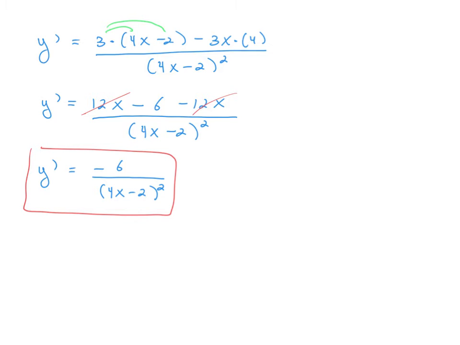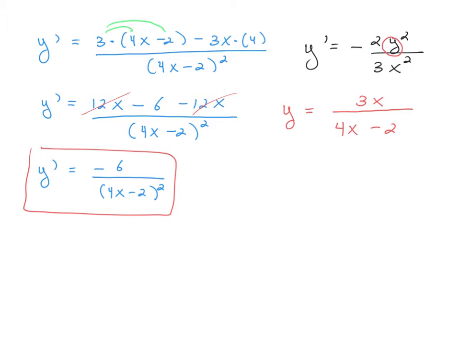And a reminder, our other derivative was y prime is equal to negative 2y squared over 3x squared. Are these the same? Well, we have to recall what y is. y was equal to, actually, I think we reduced it so y was equal to 3x over 4x minus 2. I'll put that in place of this y. I'll simplify it. Hopefully I get this. Let's see what happens. Negative 2. Oh boy, squaring this is going to be squaring a fraction.